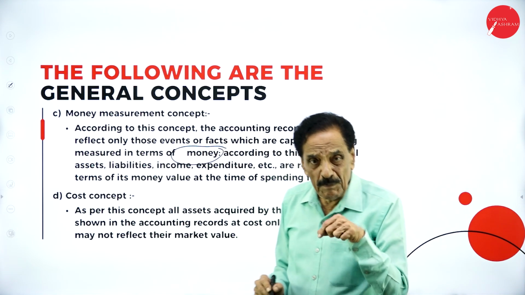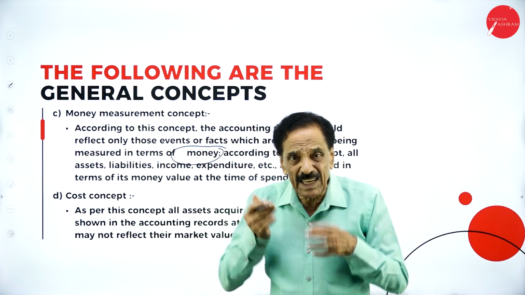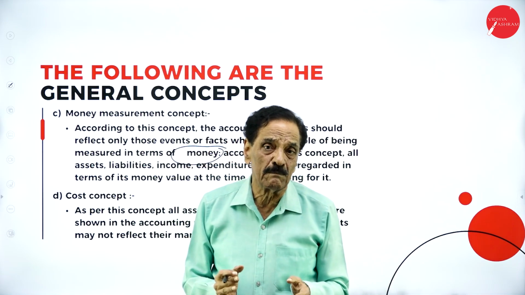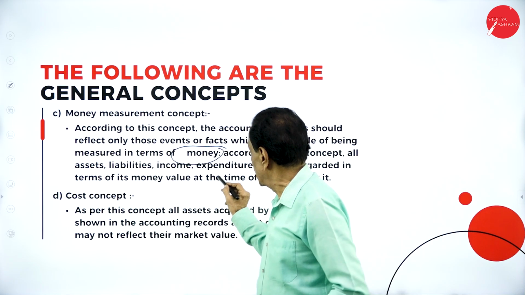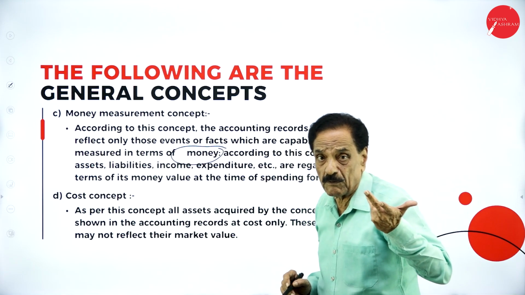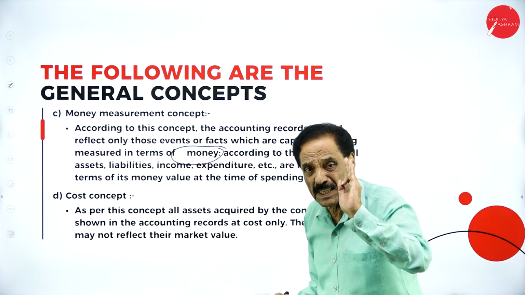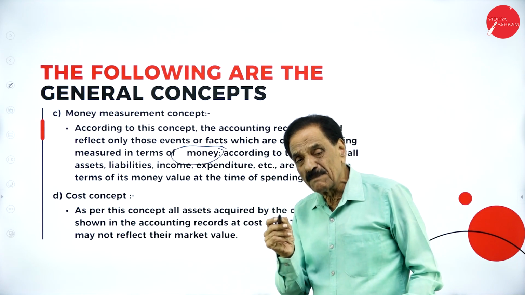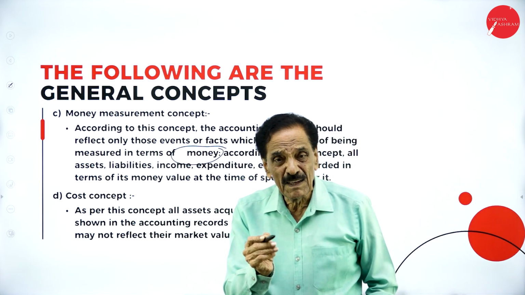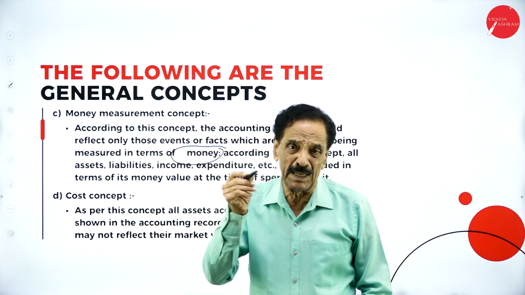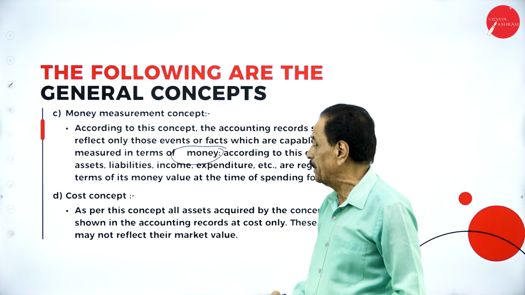All income will be expressed in terms of money. This time I got 25 lakhs as income, in terms of money only. Then expenditure, even expenditure will be expressed in terms of money. All have been expressed in terms of money. It may be an asset, it may be a liability, it may be income, it may be expenditure. All have been expressed in terms of money only.